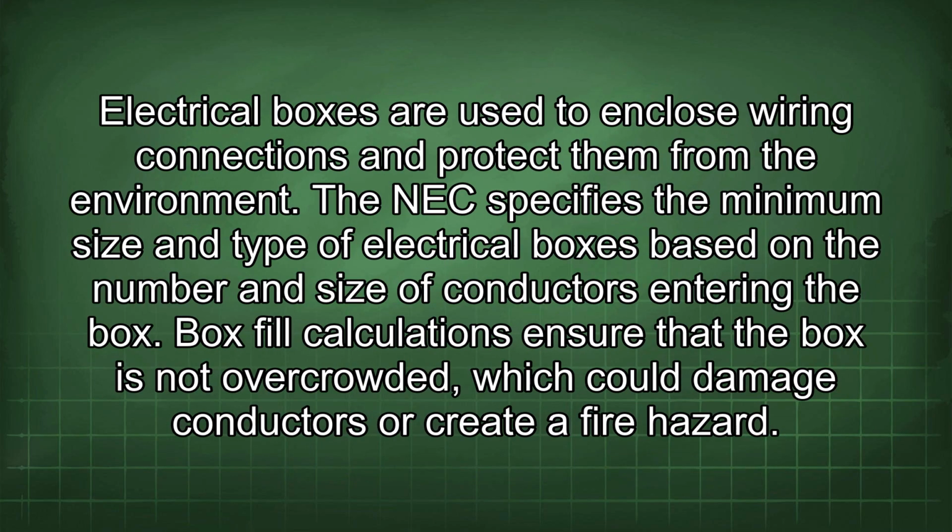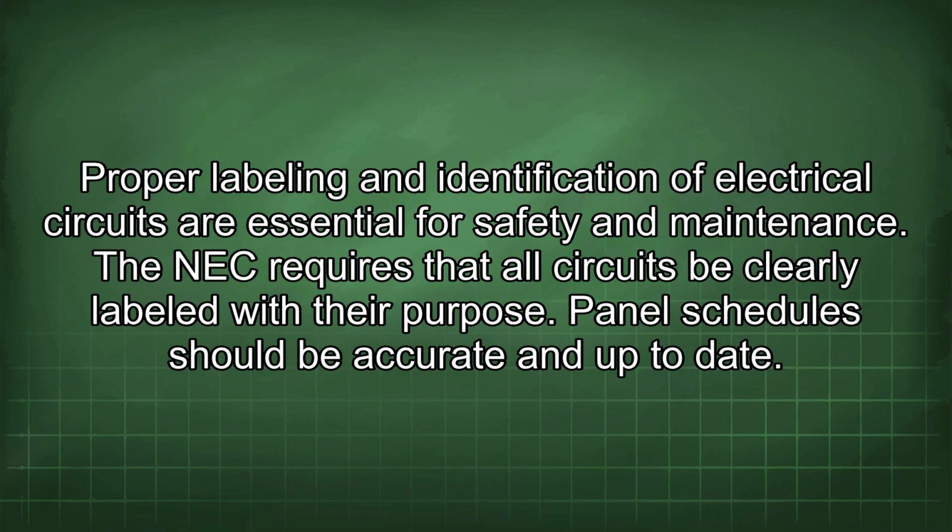Electrical boxes are used to enclose wiring connections and protect them from the environment. The NEC specifies the minimum size and type of electrical boxes based on the number and size of conductors entering the box. Box fill calculations ensure that the box is not overcrowded, which could damage conductors or create a fire hazard. Proper labeling and identification of electrical circuits are essential for safety and maintenance. The NEC requires that all circuits be clearly labeled with their purpose. Panel schedules should be accurate and up to date.